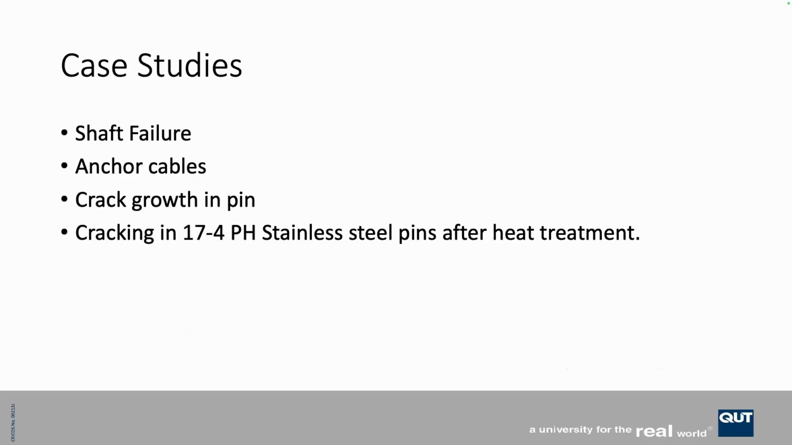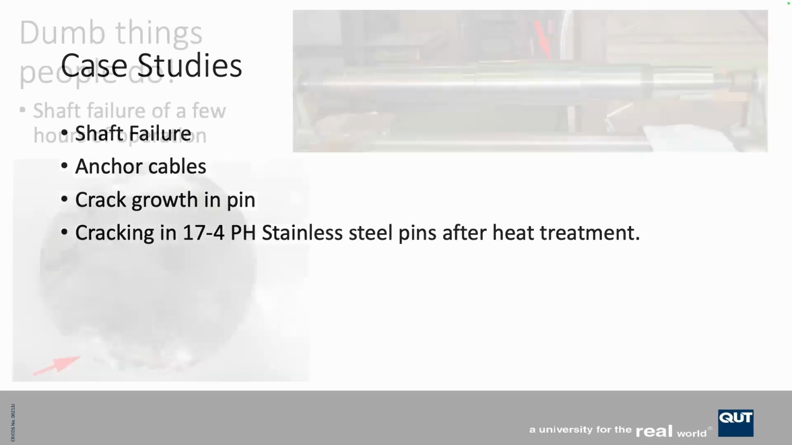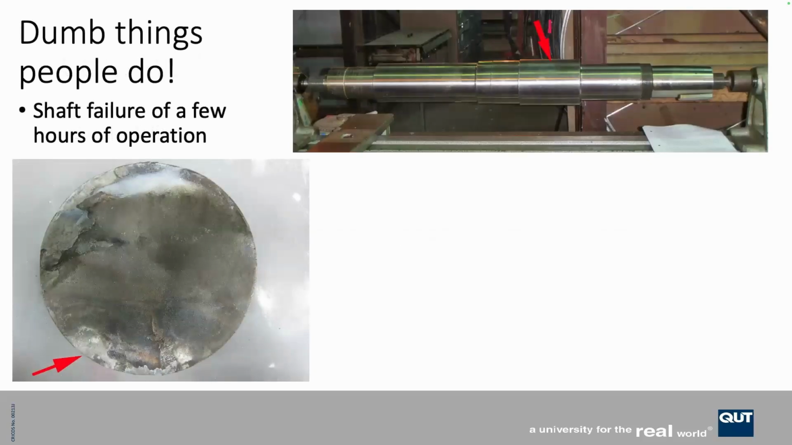I've got three case studies. The first one's a shaft failure. It is a fracture problem, but the root cause of the failure is not a serious fatigue issue. It was a step shaft in a refinery. It was a high-speed shaft. It had just been remanufactured and heat treated, returned to the refinery, and it broke after only a few hours of operation. Definitely a short-term failure.